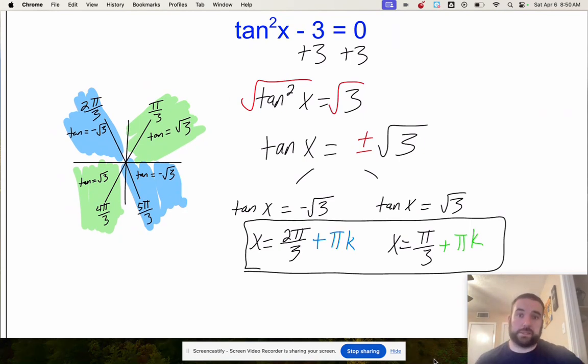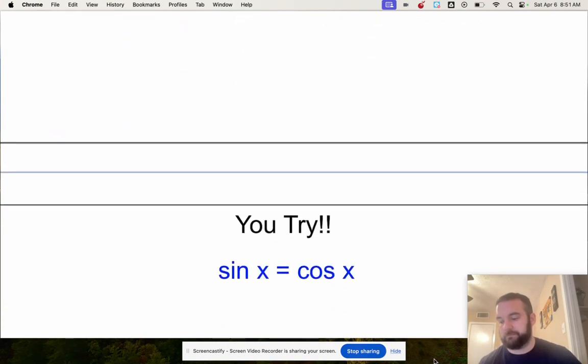So there's our first exposure to tangent. Yeah, that's how we're going to write that.